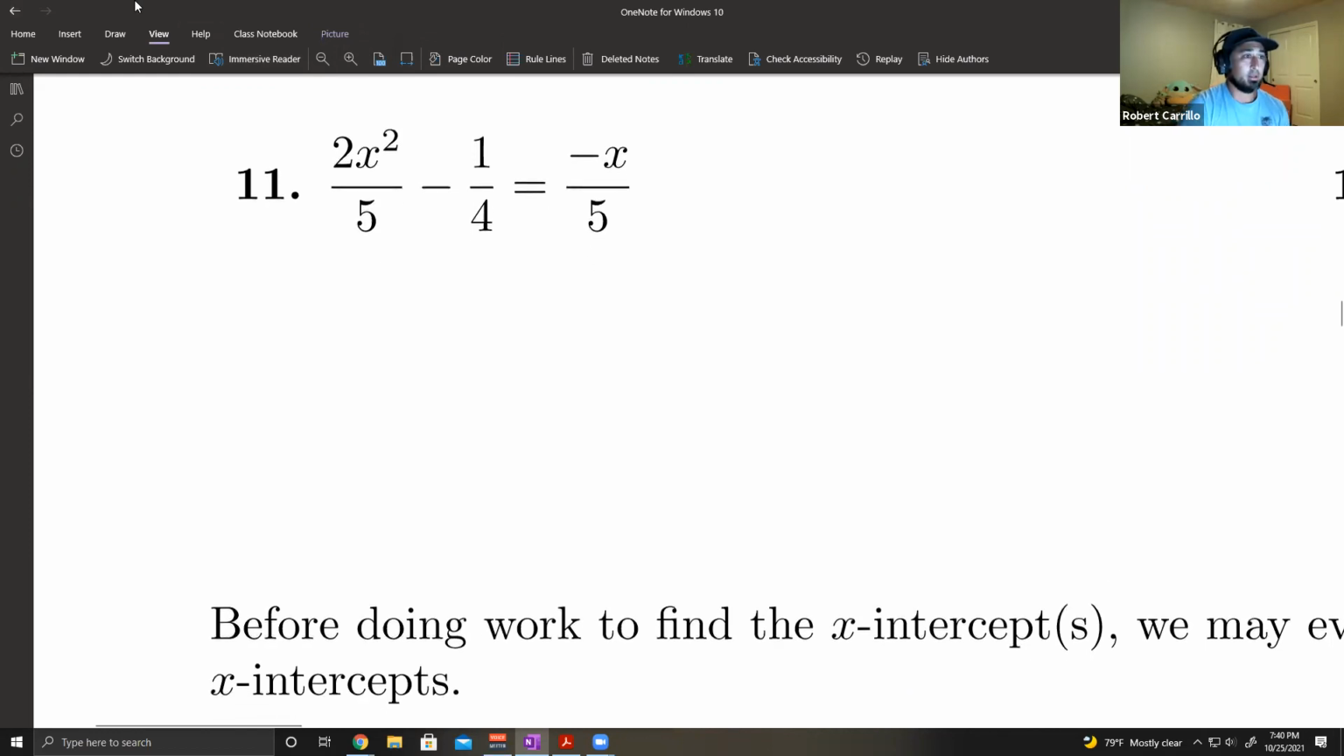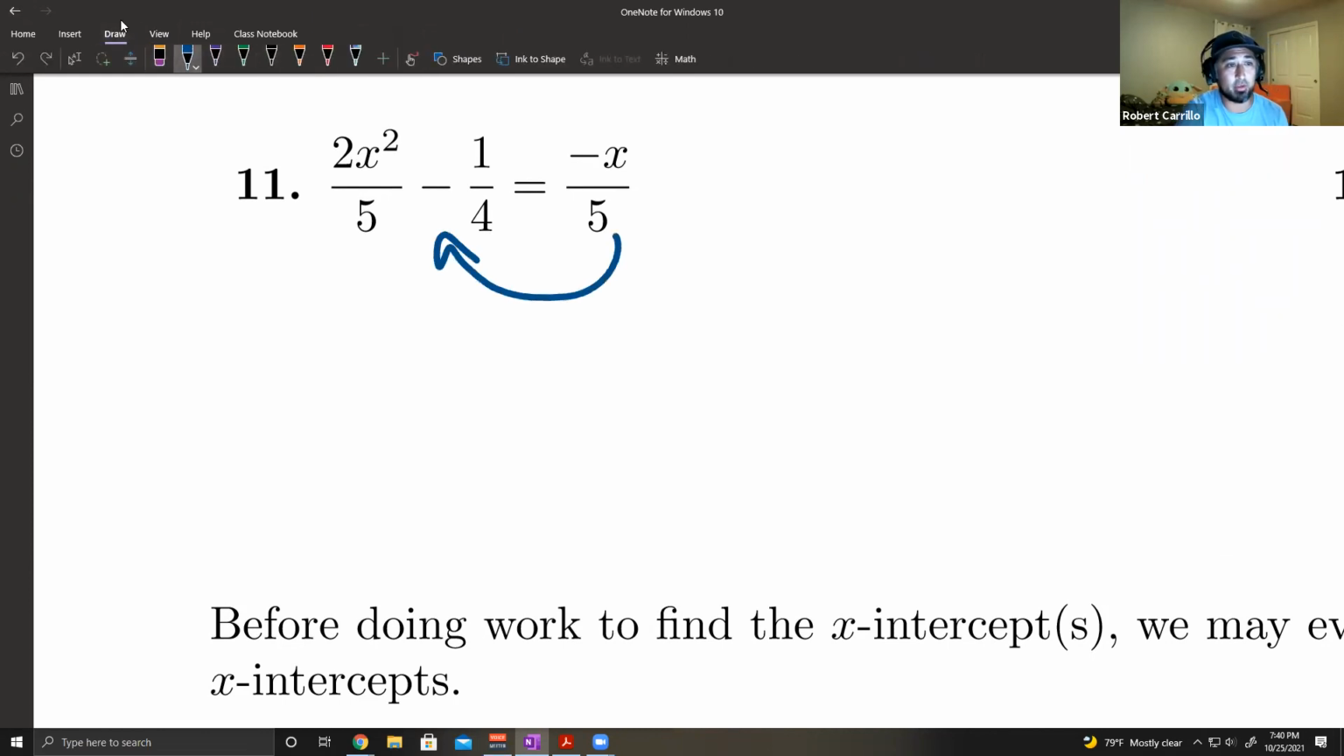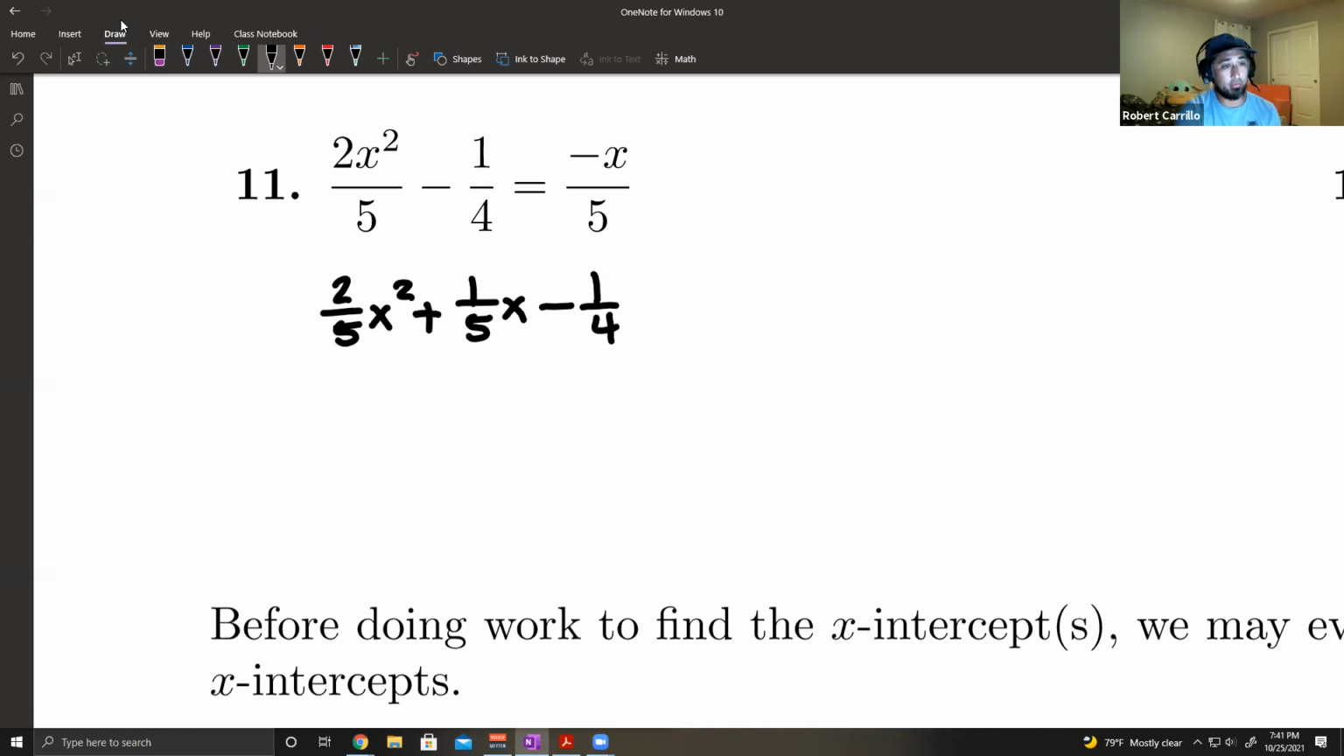Okay. Cool. So this is not in the proper format, right? So this means that this guy needs to come over. So we're just going to add x over 5 to the left side. So if I do that, I'll have 2/5 x squared minus, actually, if I add that over, that'll be plus. So that's going to be plus 1/5 x minus 1/4 equal to 0.